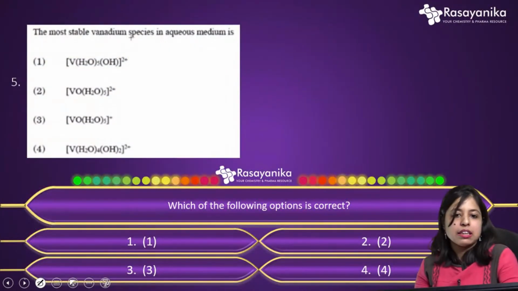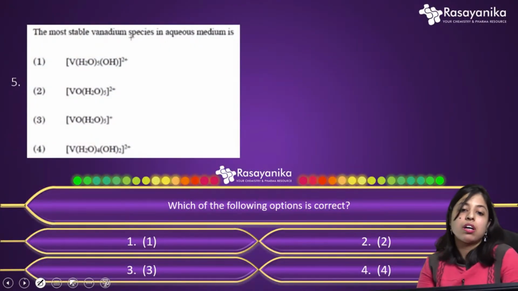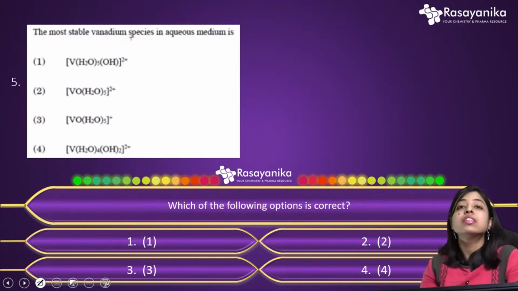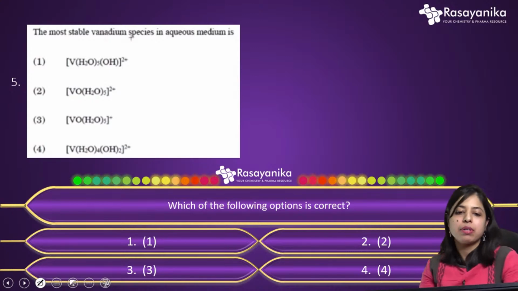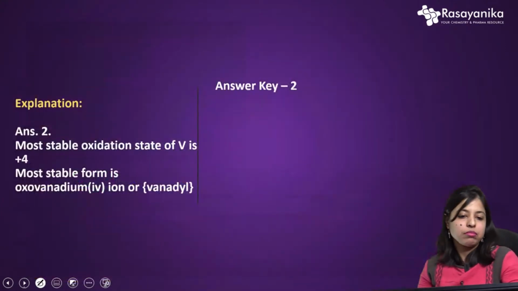Yeah, this is again from our inorganic part, basically from our organometallics mainly. The question is: the most stable vanadium species in aqueous medium is, you have been given some vanadium aqua complexes, and you have to find the correct option. Which one is that? Anyone?